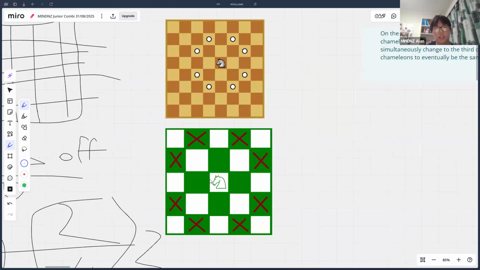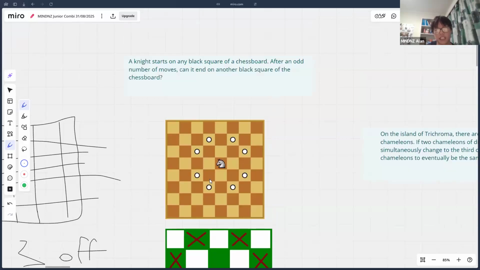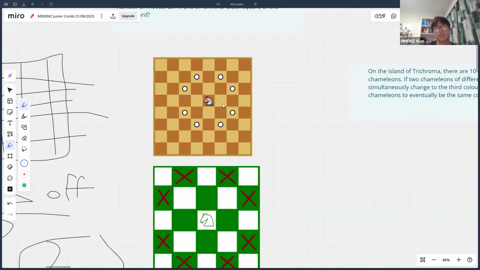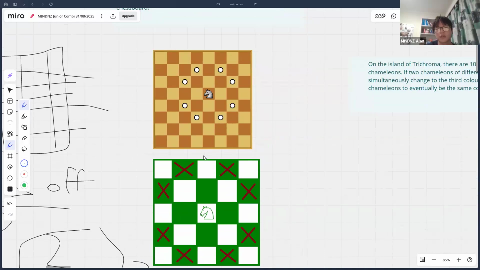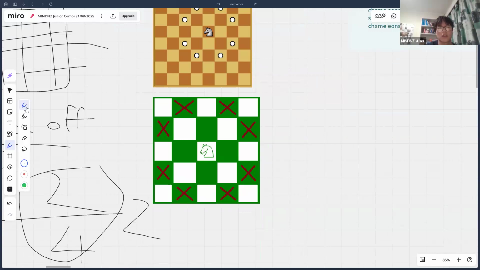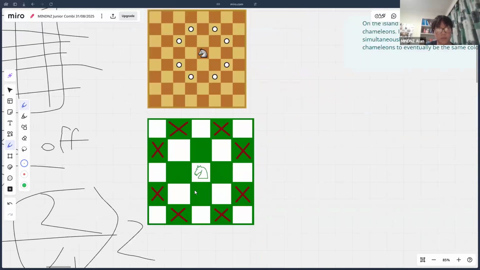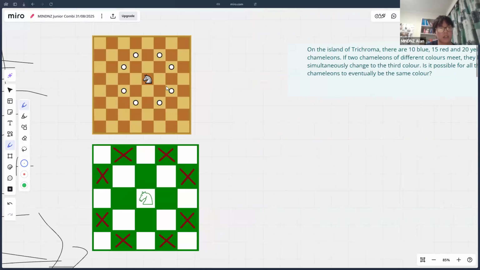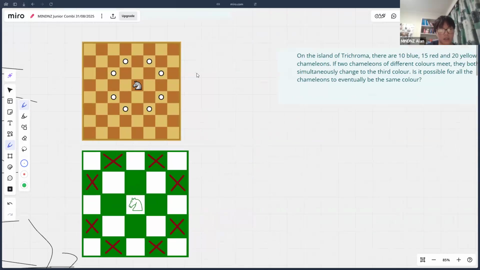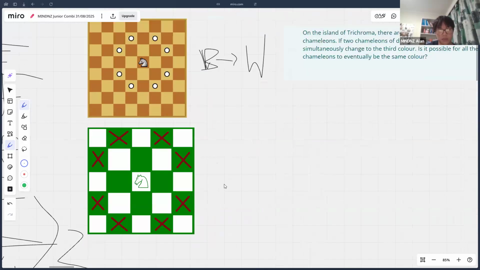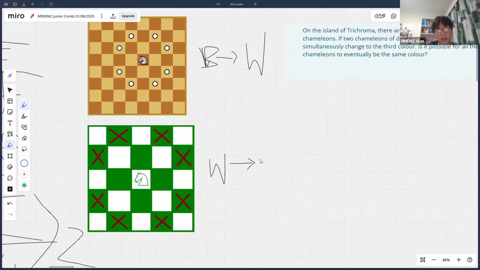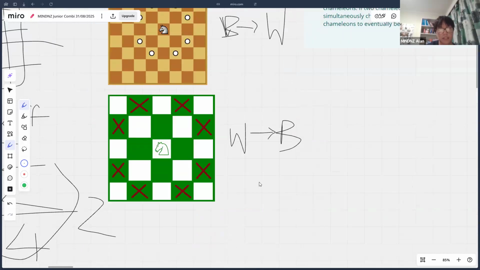So, when we look at a knight's possible moves on a chessboard, what do you notice? If it starts on a black square, it can only move to a white square. And if it starts on a white square, it can only move to a black square. Which means, wait, yeah, when we start on black, we move to a white square. When we start on white, we move to black. And initially, we start on a black square.